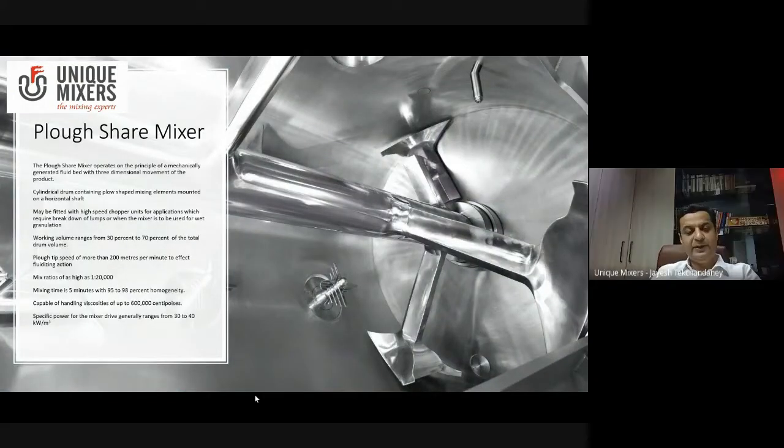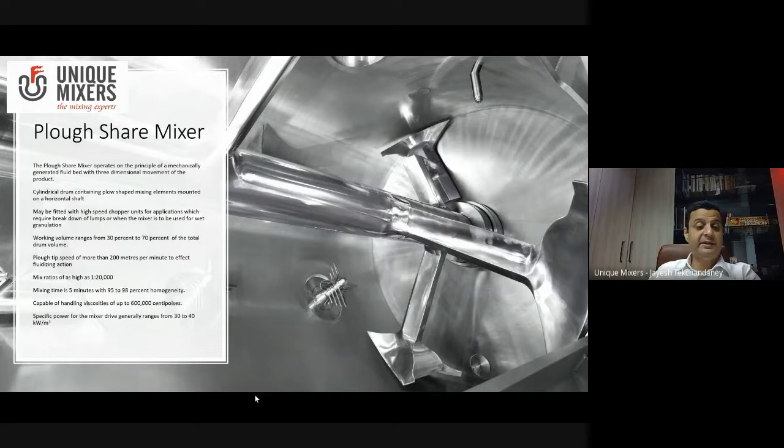Continuing with the fluidization type of blender, or the plowshare mixer. As you can see in the image, the mixing element is a plow-shaped element. You also see a set of four blades. These are typically the chopper blades, which disintegrate the lumps and the agglomerates in the mass. At the top, you see a small nozzle projecting inside. That is basically for the addition of liquids.